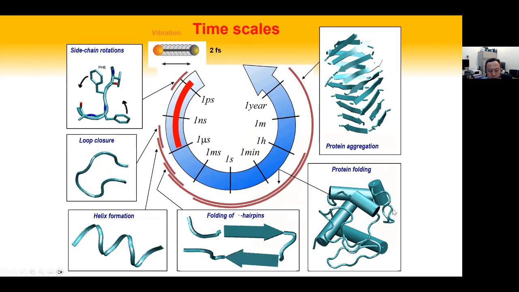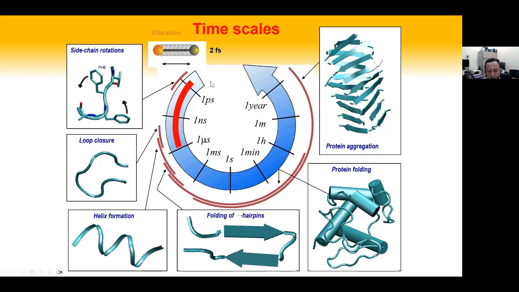Okay, so for molecular dynamics simulation, the time step is critical because we are limited by the fastest motion of the molecular system, which is the vibration. That basically means the longest time step for integrating Newton's equation that we can pick is 2 femtoseconds, which is the period of the hydrogen vibration.